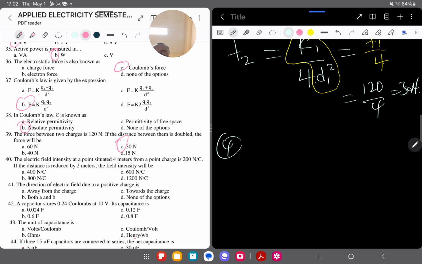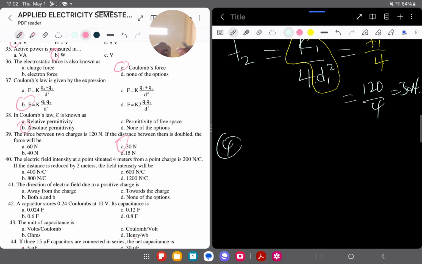The electric field intensity at a point situated 4 meters from a point charge is 200 newtons per coulomb. If the distance is reduced by 2 meters, find the intensity. Find the field intensity. The field intensity will be what?